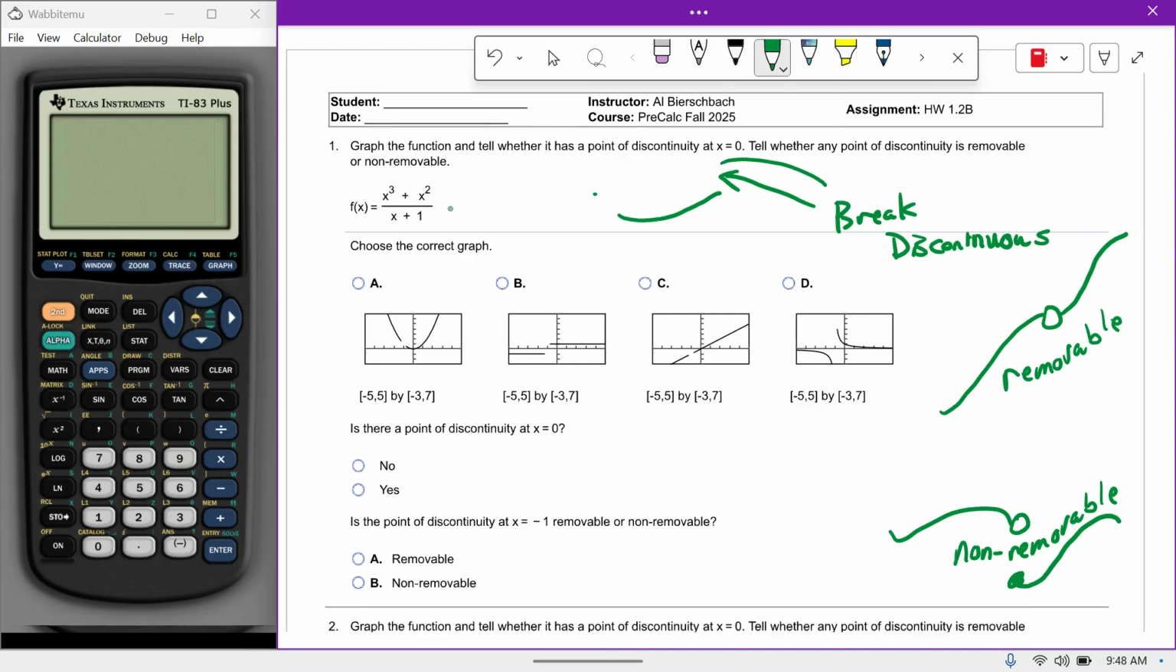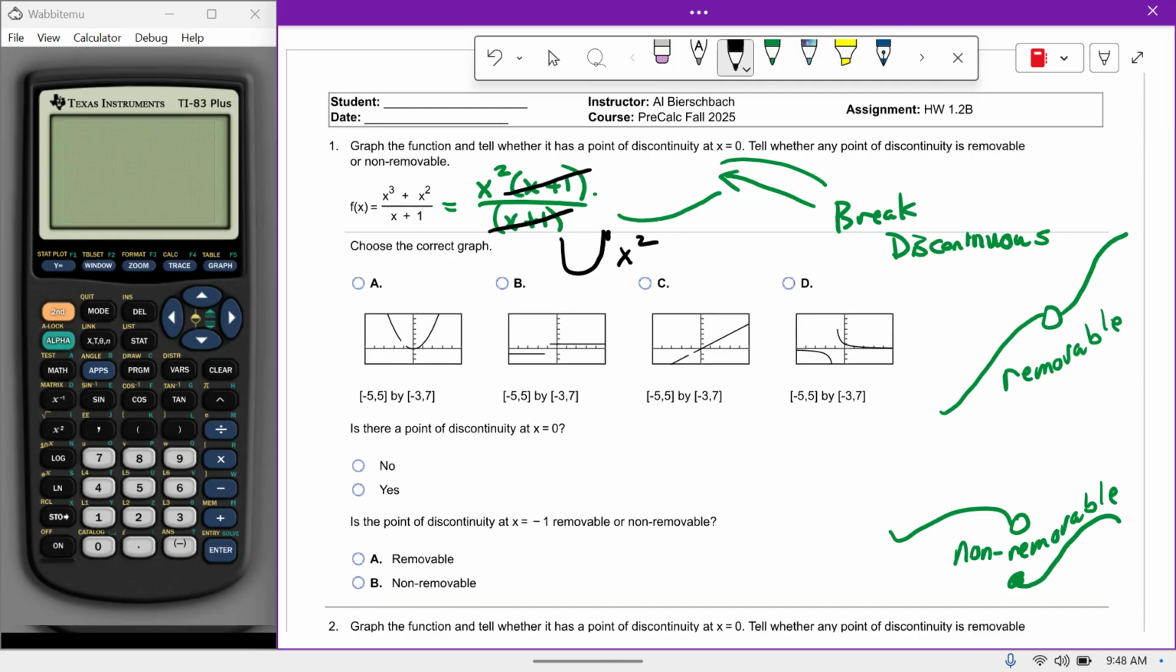Okay. Can the top factor? Yes. The top can factor into x squared times x plus 1. Can the bottom factor? So it's just x plus 1, right? Now, can we cancel anything? X plus 1s. So this function should be graphed just like x squared. X squared looks like that, right?